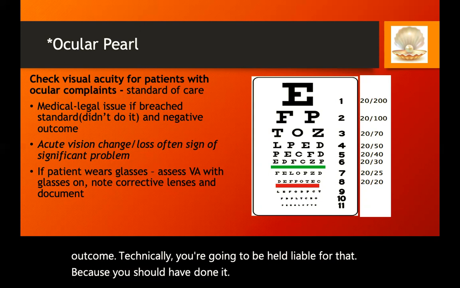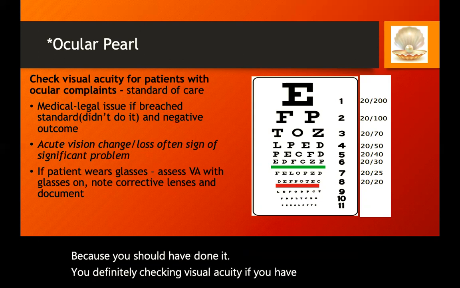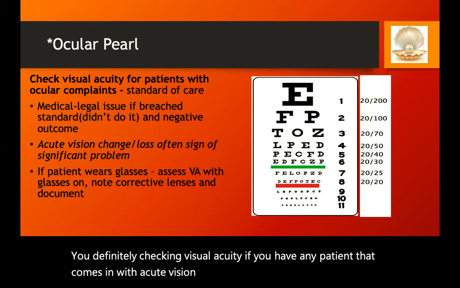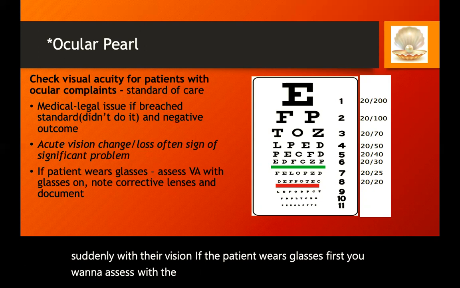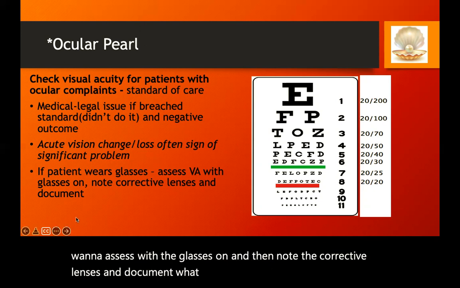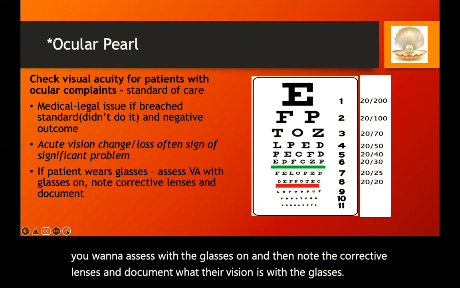You're definitely checking visual acuity if you have any patient that comes in with acute vision changes or has any significant issue suddenly with their vision. If the patient wears glasses, first you want to assess with the glasses on and then note the corrective lenses and document what their vision is with the glasses.